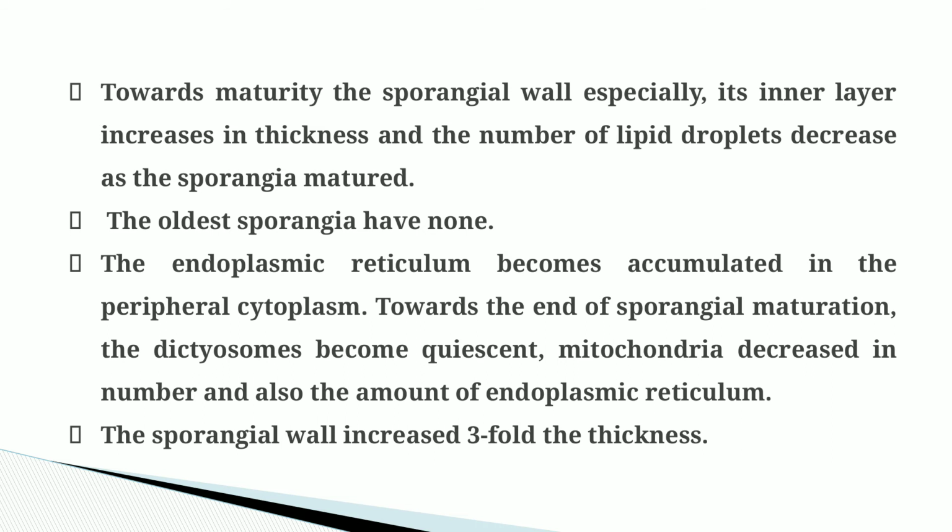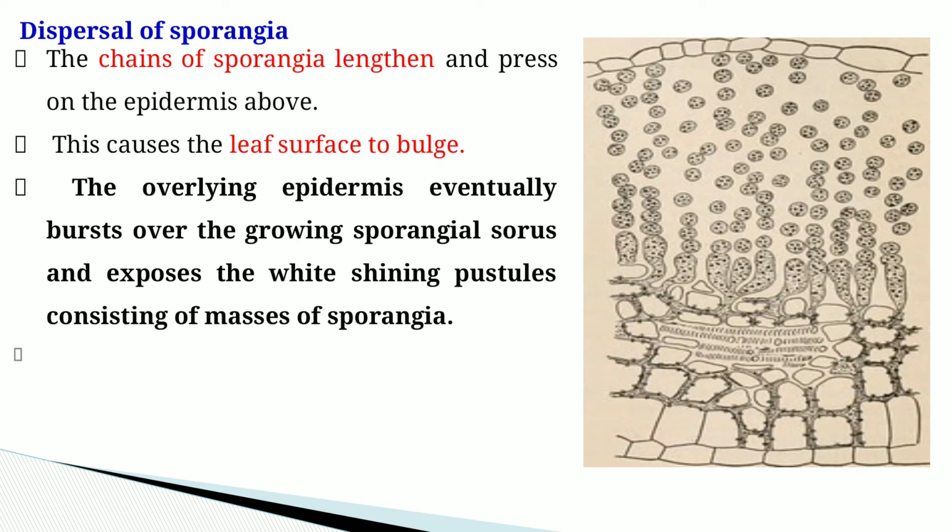Now we will see the dispersal of sporangia. How are sporangia dispersed? The chains of sporangia lengthen. As the chain increases, it causes some pressure on the epidermis. This causes the leaf surface to bulge. The overlying epidermis eventually bursts over the growing sporangial sorus and exposes the white shining pustules consisting of sporangia.